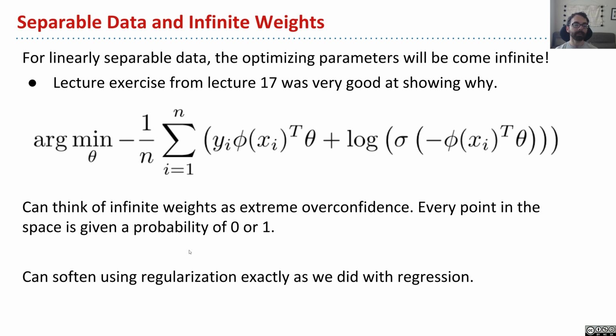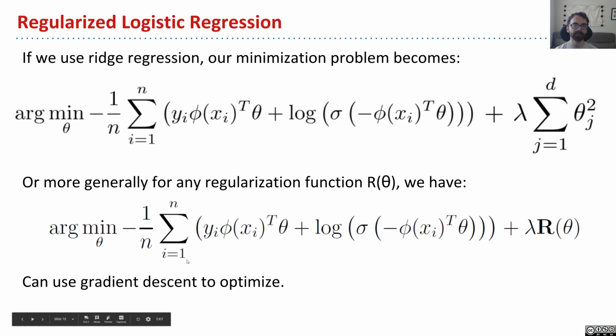And so we can fix that by using regularization, just like we did with regression. In particular, we have our original expression we're trying to minimize, and then we add this term over here. This would be for ridge regression, but in general, if we had another regularization function, we would replace it with lambda R(theta). Now if we actually want to minimize this expression, unlike the normal equation for linear regression, there is no closed form solution, and so we need to use something like gradient descent to optimize it.